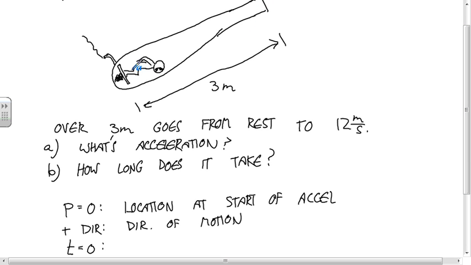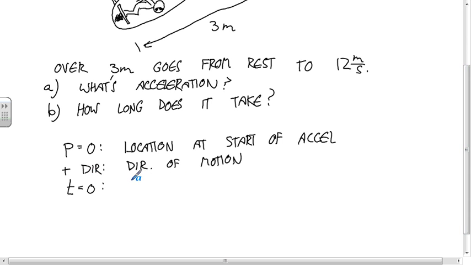Yeah. We know stuff at the start of his acceleration. We know his position based on where we chose our position equals 0. And we also know his velocity. So this is going to be at the start of the acceleration. And time final, that's going to be at the end of the acceleration. I'll say when he reaches the 3 meters.